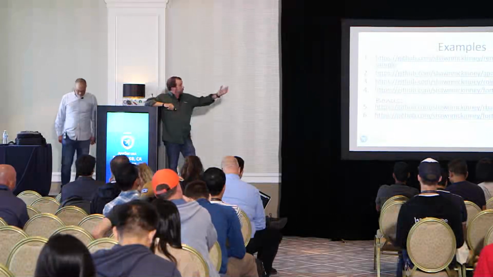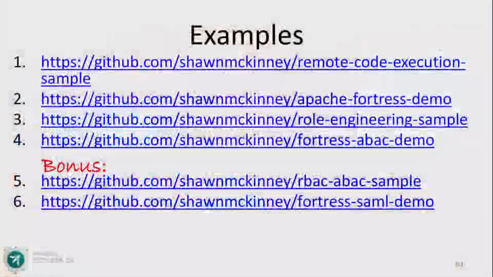All right, so the examples are all here that we went over. There's a couple bonus ones on the bottom. There's one that shows how to combine role-based access control with a SAML endpoint. So those, I encourage you to check them out, and we support them. So if you have any problems, join the mailing list or whatever, and let us know, and we'll fix them.